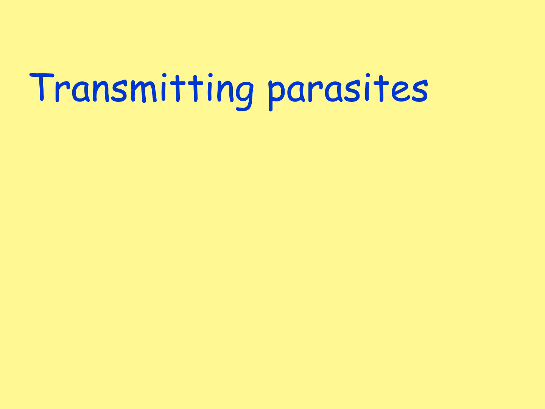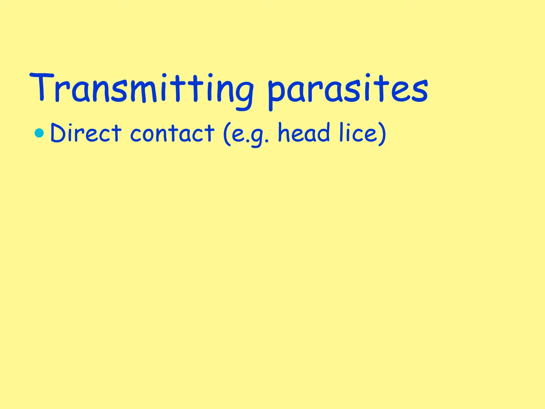Now, the next thing we're going to take a look at is how parasites are transmitted, and there are three main ways that parasites can be transmitted. One of the ways is through direct contact. This is when the host and the parasite have to be touching for them to be transmitted. A really good example is head lice.